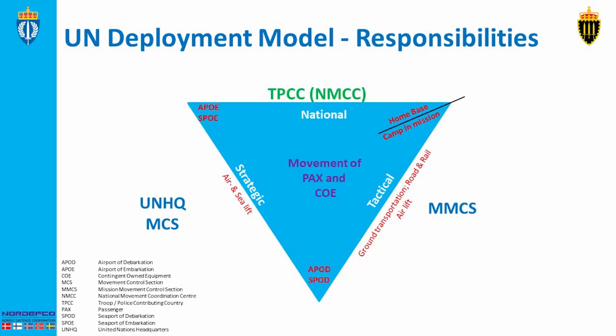This slide tries to explain the division of responsibilities and how the different actors need to coordinate to finalize their responsibilities. The troop or police contributor is responsible for the national movement and preparation for strategic movement. The permanent mission will coordinate with the Movement Control Section in New York on behalf of its own country and the police or military forces. The national movement will of course vary from country to country, depending on the distances and the availability of transportation means.